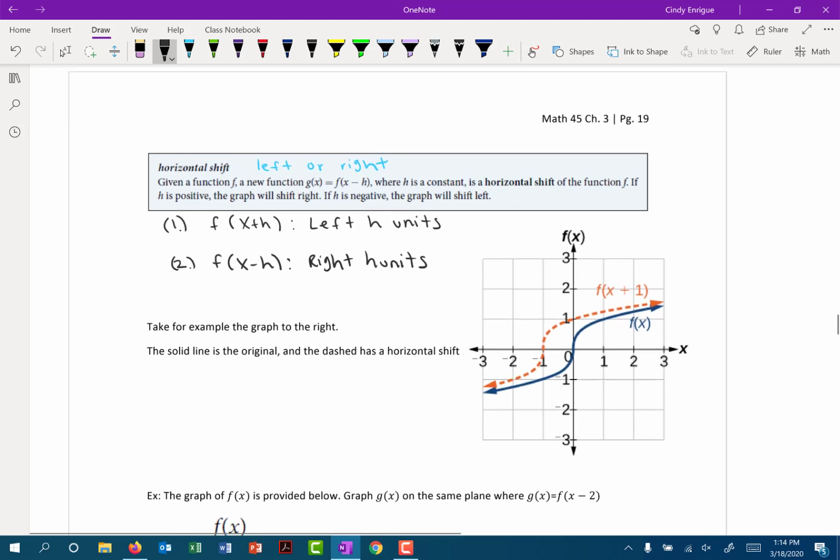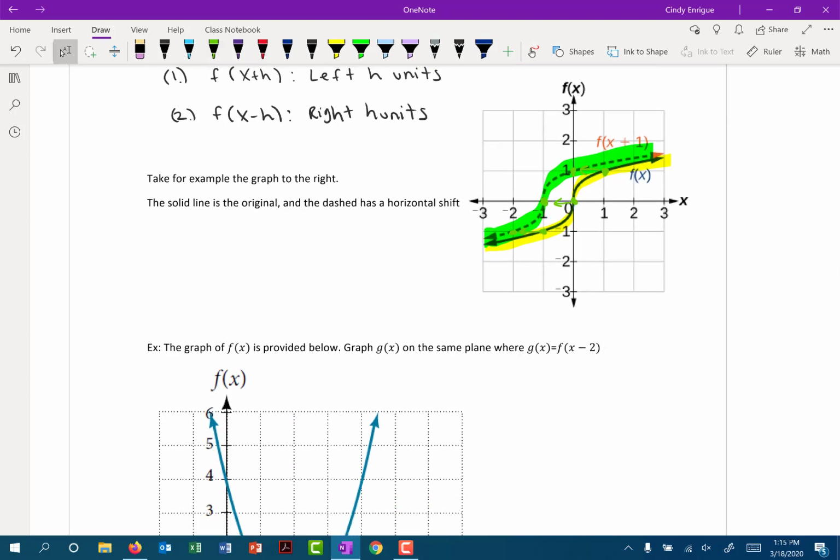So as we can see from this example, we have our original again. So here's my f of x. And now we have an f of x plus 1. So since it's plus 1, that means I'm going to the left 1 unit. So I can see that this point over here, 0, 0, got shifted to the left. That's my new point. This point over here got shifted to the left. That's my new point. Okay? And this point as well, it got shifted, so it's over to the left. So hopefully that makes a little bit of sense.